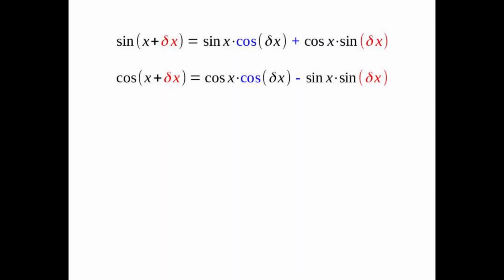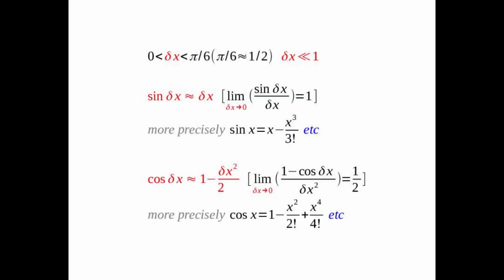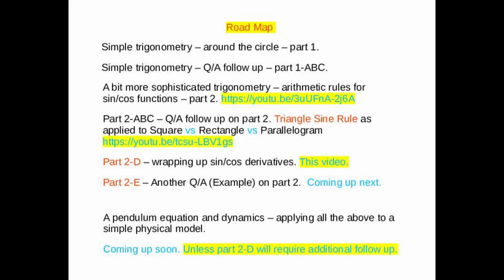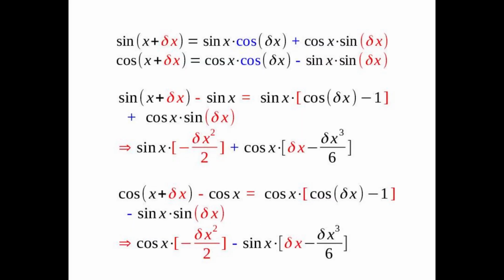We want to add small variation to the argument x. Let's apply above rules. In Part 1, we discussed approximation for sine and cosine functions of small argument. It's repeated here, highlighted in red. In upcoming video, Part 2E, we'll touch on this topic as well. Stay tuned. We now have all we need at our disposal.